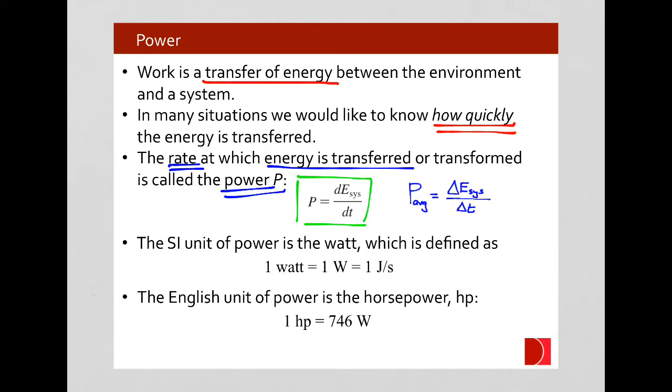In either case, the unit of power is the watt, named after James Watt, the inventor of the steam engine. And 1 watt is defined as 1 joule per second, which makes sense as we're defining this as energy, which is in joules, per time, which is in seconds. The other standard unit of power that is used is the horsepower. That conversion is 1 horsepower is 746 watts.